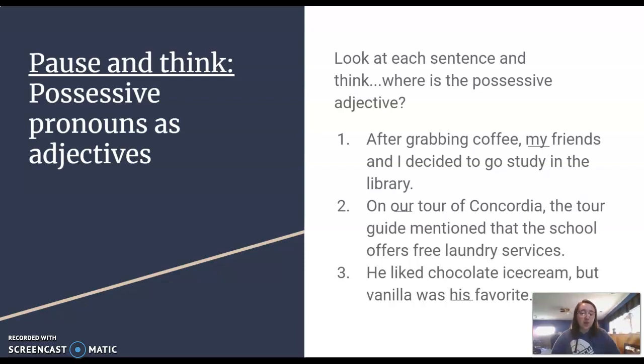And then for our last one, he liked chocolate ice cream, but vanilla was his favorite. His is modifying favorite here. These are pretty easy because no matter what sentence you look at on whatever worksheet or test that I give you, if you see a possessive, you know automatically that it's an adjective because they always do both things. They always function as both a pronoun and an adjective. So these are really the least of your worries.